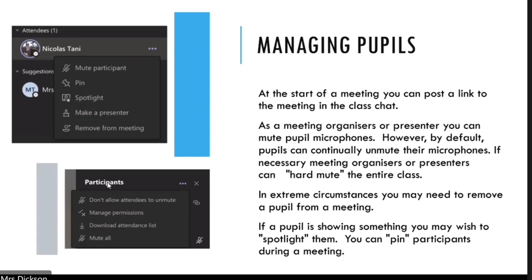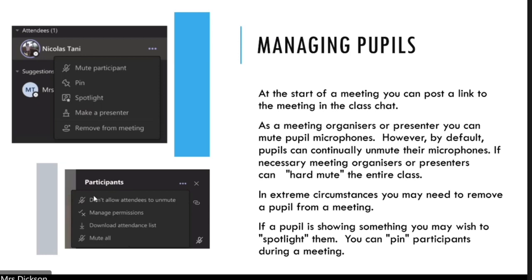Now, when you go to the menu at the top of the meeting, there's this menu that says participants, and again, your 3 dots. Instead of going through every attendee individually, you can mute them all at the one time. Now, if you press mute all, that's fine. It'll mute all the microphones, but then if they tap their microphone again, it'll automatically unmute them.